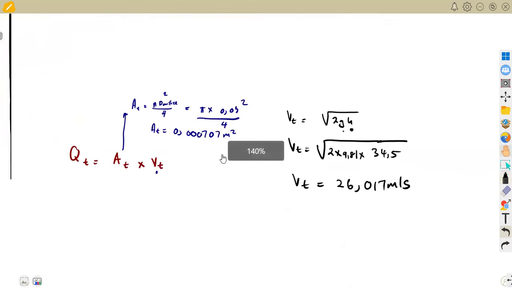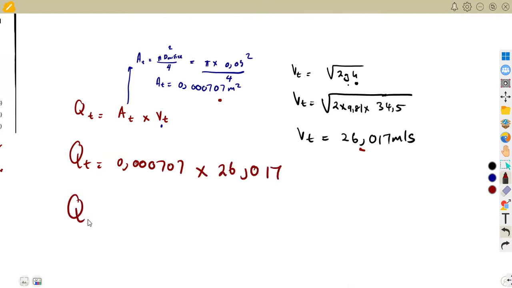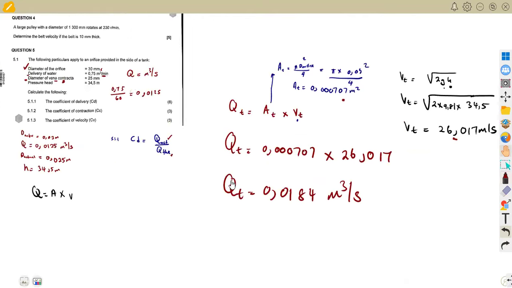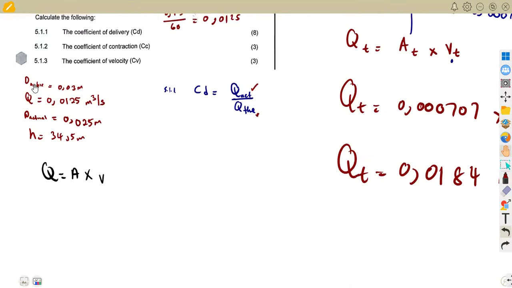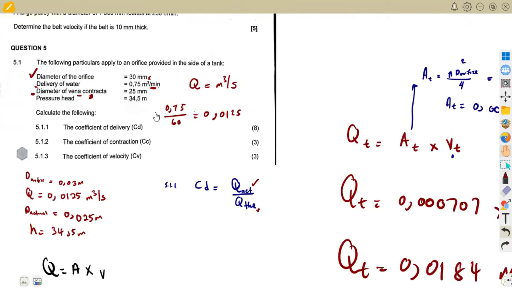With these two, we can calculate the theoretical discharge or delivery. Our theoretical delivery is going to be the area of 0.000707 times the theoretical velocity of 26.017. That's our QT in this case, which gives us 0.0184. Remember, the discharge or delivery is in cubic meters per second. So this was our missing value, because our actual discharge is already there. We were given the actual discharge before, from the delivery of water.